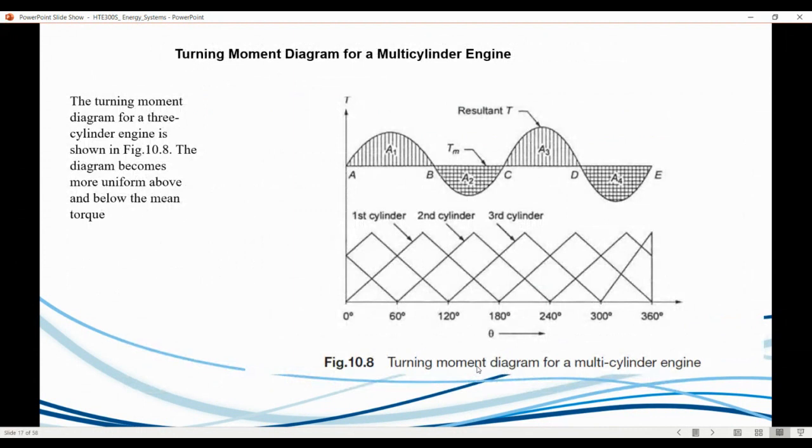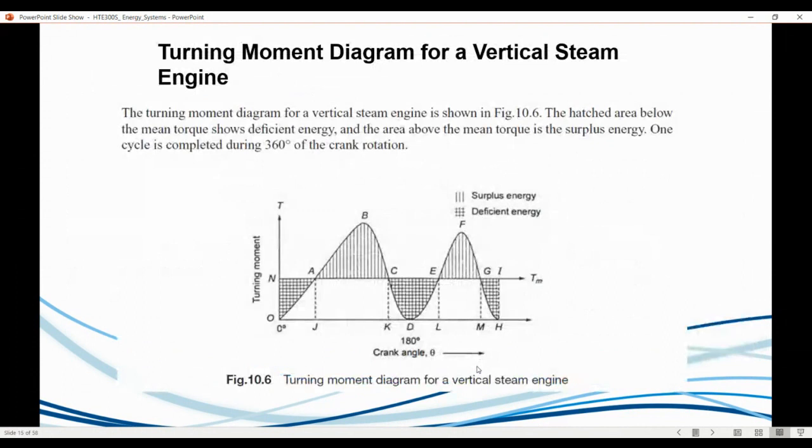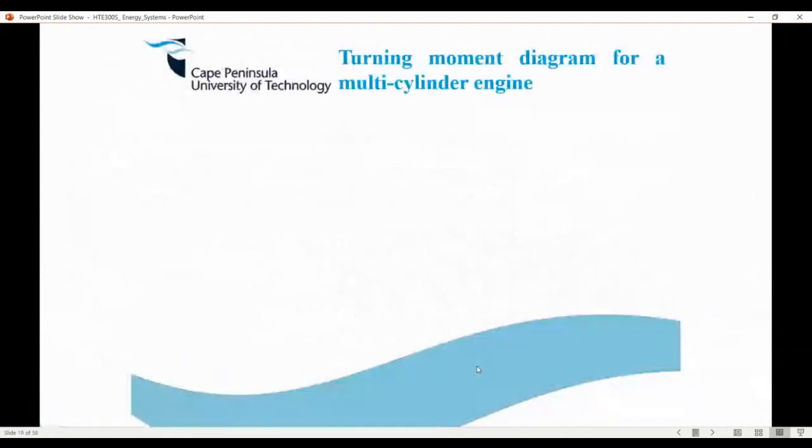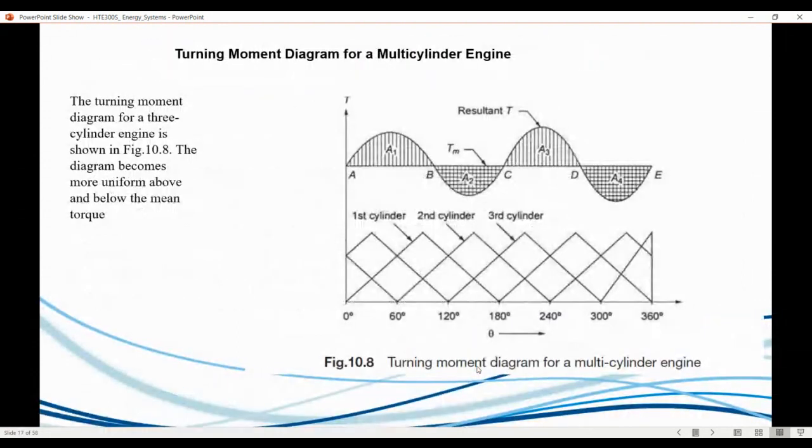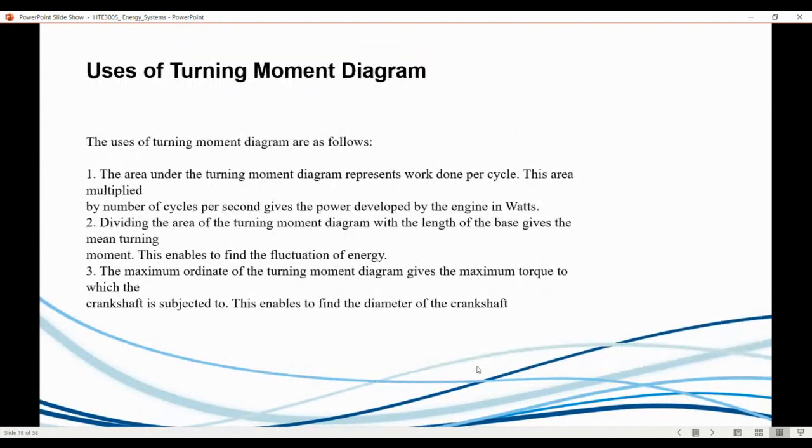And multi-cylinders, you have this nice curve. It's fairly easy to use. You have the mean line, and you can see A1, A3, again, is where we have a surplus in energy, and again, the deficit in energy. So this is what we're really going to be looking at, right? Okay, so we're getting to where we need to be.